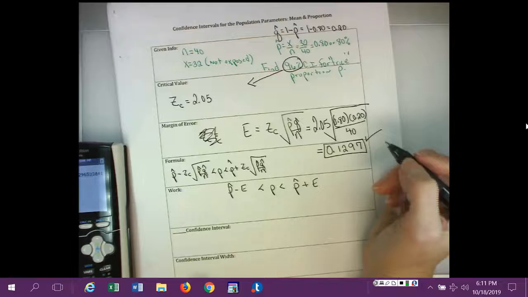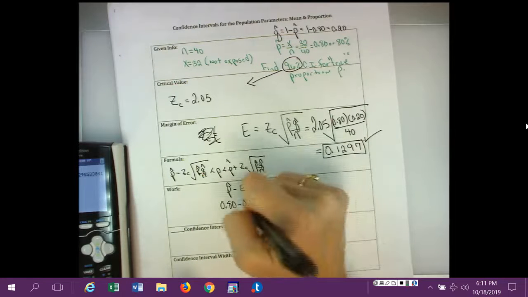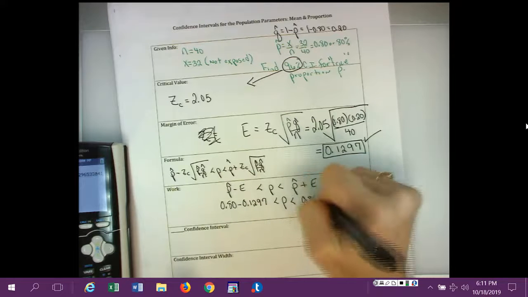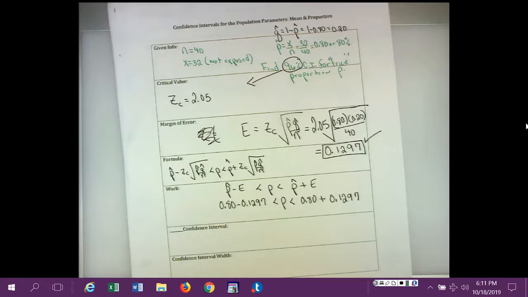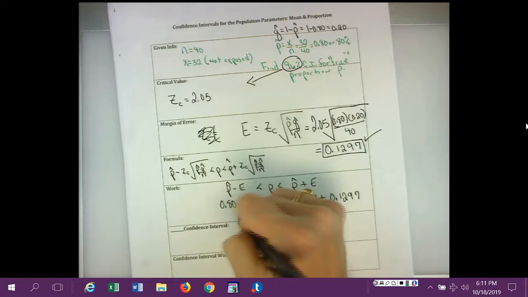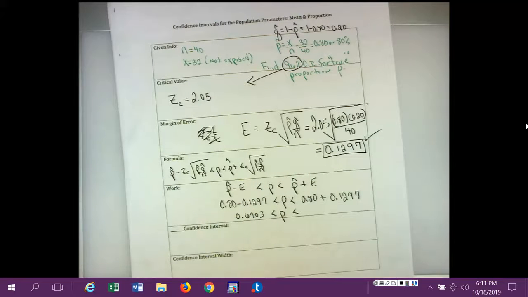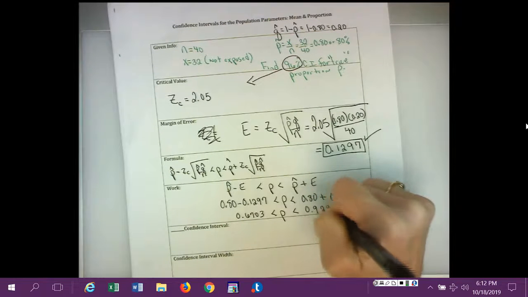P hat is 80% minus the E of 0.1297, and then 80% plus E of 0.1297. When you subtract E, you receive 0.6703. When you add E, you receive 0.9297.